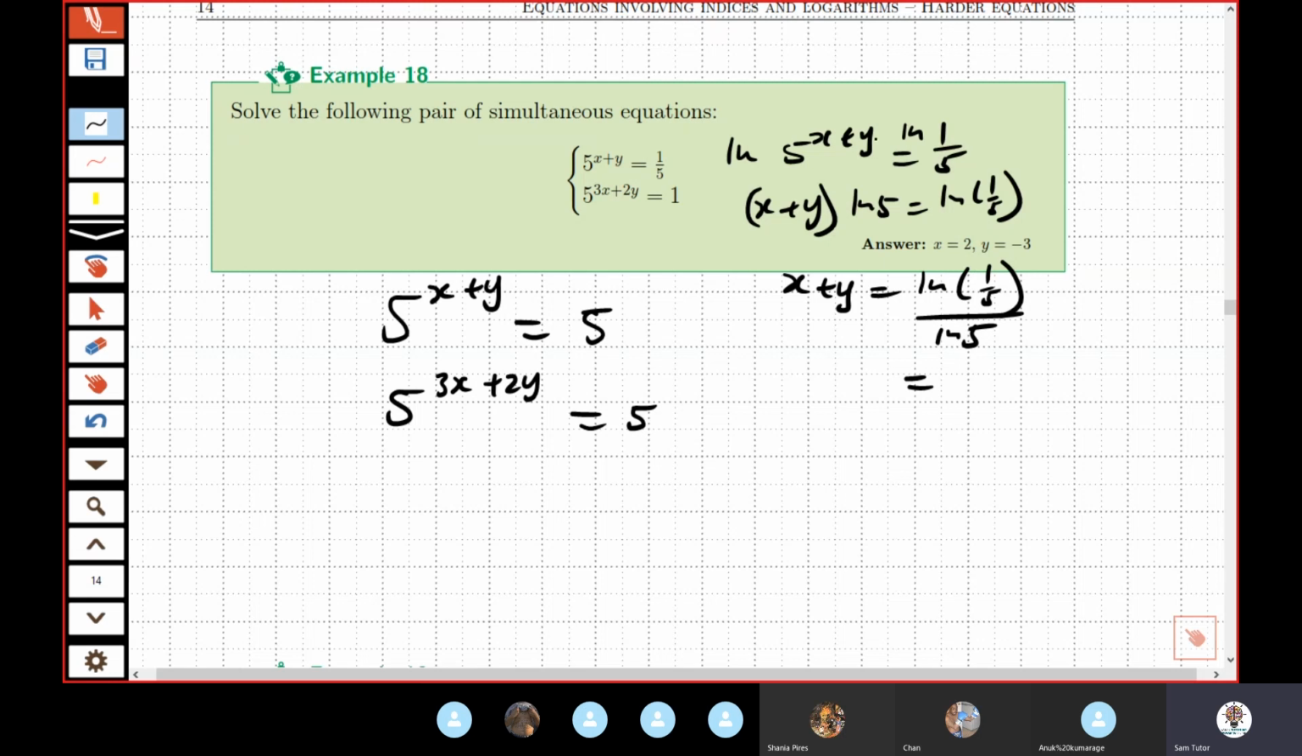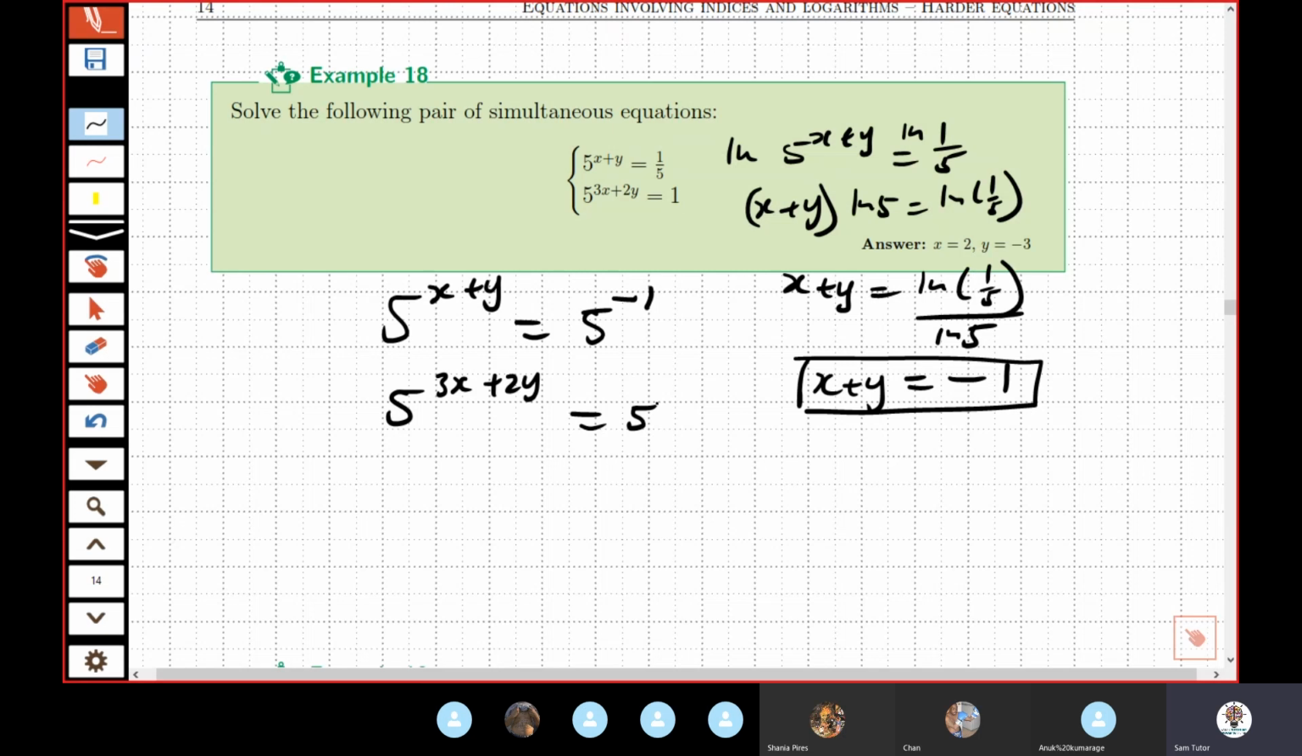You guys are comfortable with what I just did there on the top? I'll just log both sides. You've been doing that, right? So log 1/5 divided by log 5 is -1. So x plus y equals -1. And isn't 1/5 5 to the power of -1? That's how you can also get x plus y is equal to -1. That's your first equation.